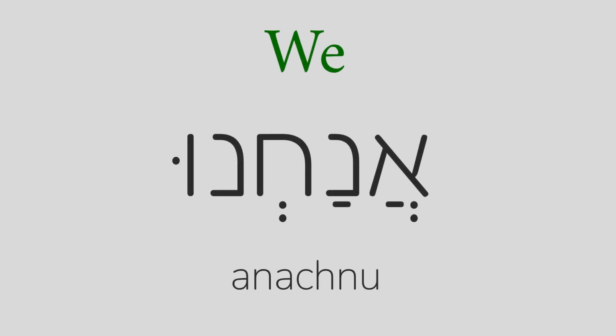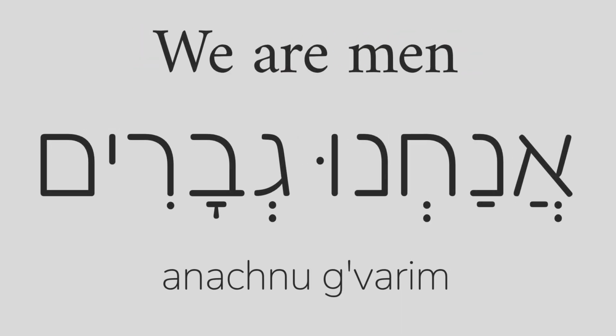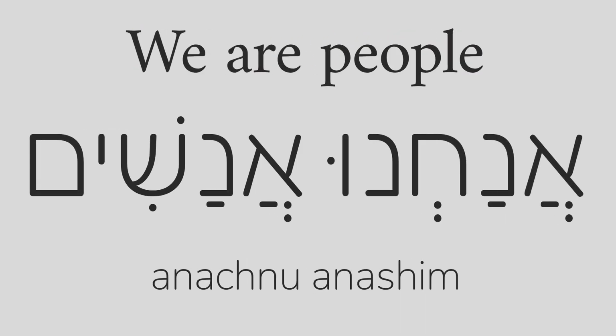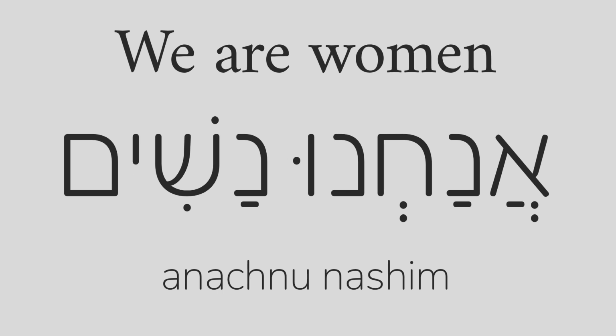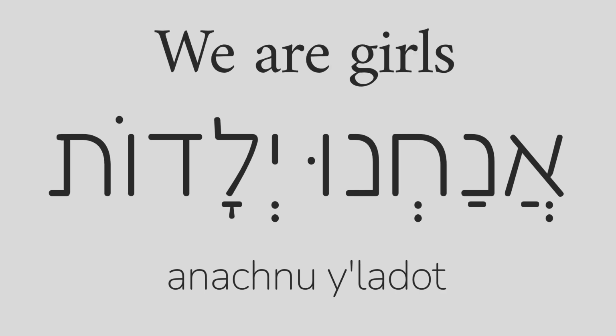Alright, now that we have plenty of plural people nouns, we can learn a plural pronoun. Let's start with we, which in Hebrew is anachnu. Anachnu does not change whether we is men or women, just like ani, I. Anachnu gavarim, we are men. Anachnu anashim, we are people. Anachnu nashim, we are women. Anachnu yaladim, we are boys or children. And anachnu yaladot, we are girls.